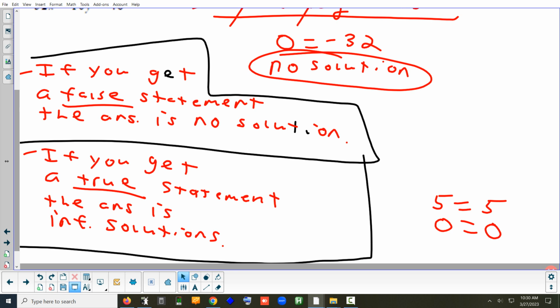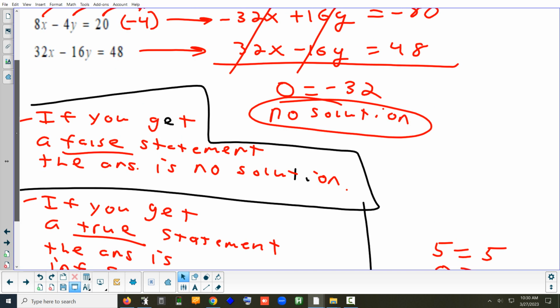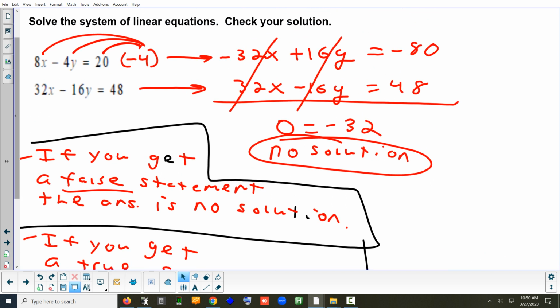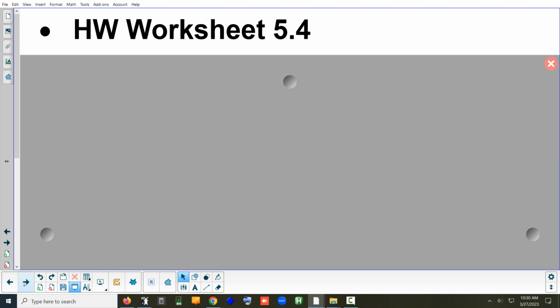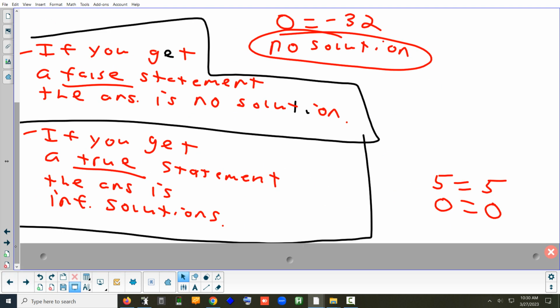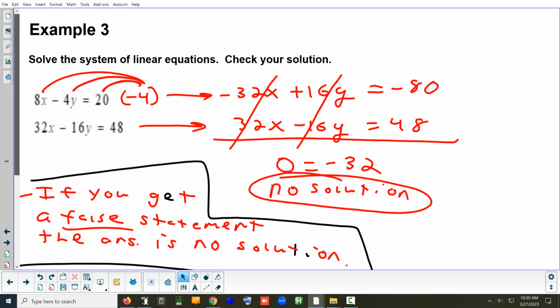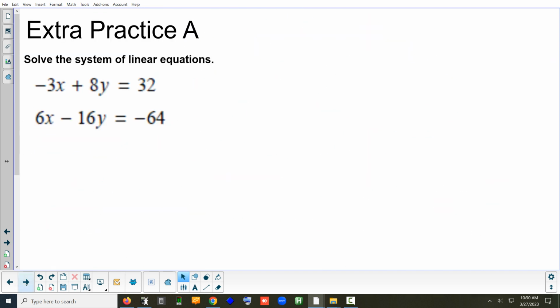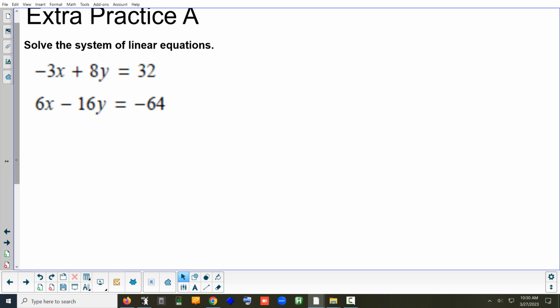Can you wait for Aiden to come in? So any questions here? Let's see, I think this is under extra practice A. Before you copy it, let me just make sure it's going to work the way I want. Okay, yeah, let's try this one. Extra practice A.